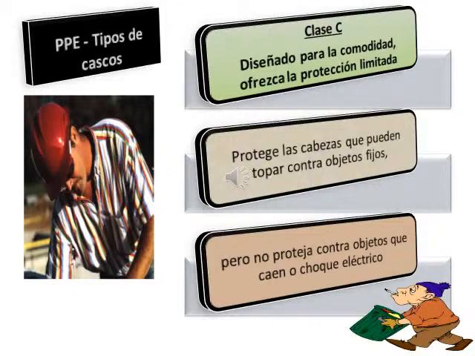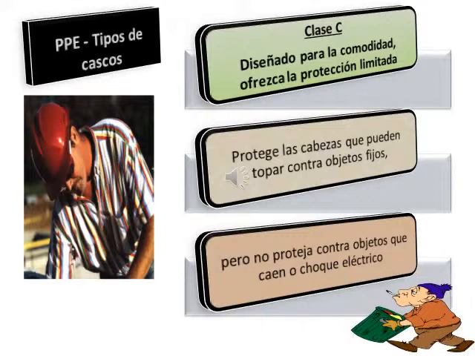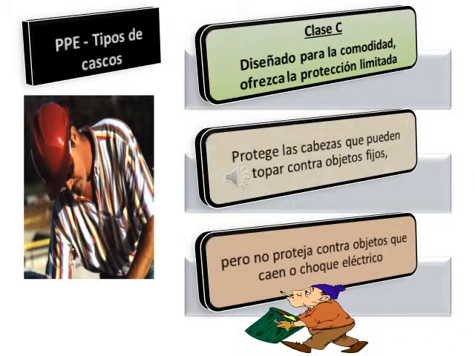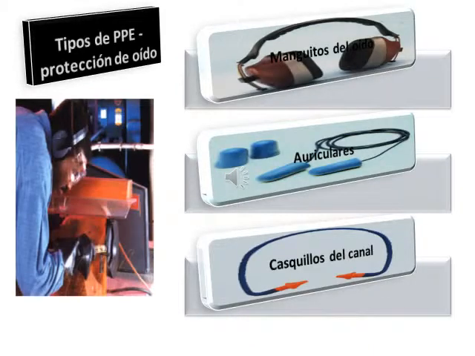Class C, designed for comfort, offering limited protection. It protects your head against bumping against fixed objects, but does not protect against falling objects or electrical shock. Types of PPE hearing protection: earmuffs, earplugs, and canal caps.